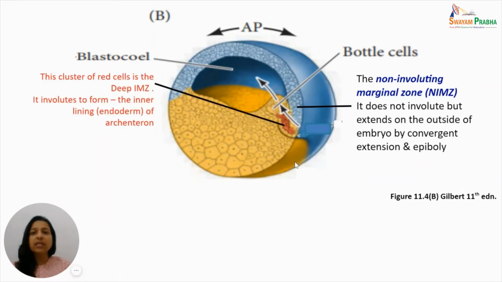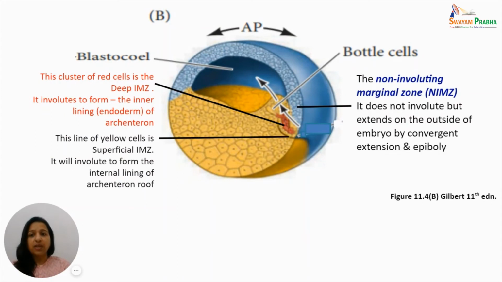The second term is the involuting marginal zone, or the IMZ. Now this IMZ consists of two cell types. The first set of cells are the red cells shown here. This cluster of cells is the deep involuting marginal zone, or the deep IMZ cells. These deep IMZ cells undergo involution to form the inner lining, or the endoderm, of the archenteron. As we will see in the next diagrams, the archenteron is the future gut of the embryo.